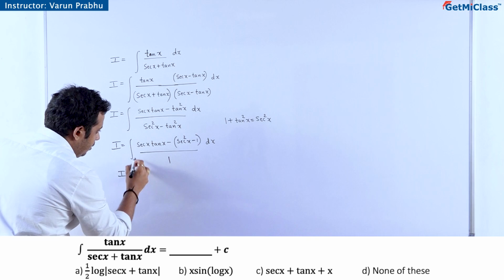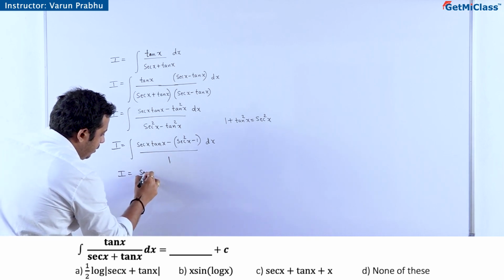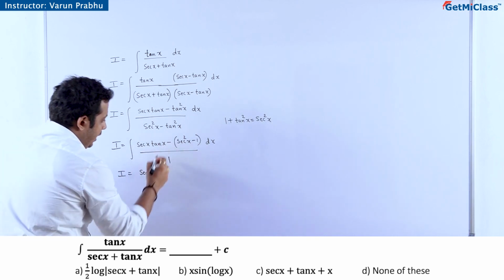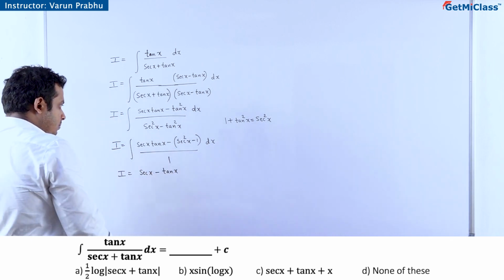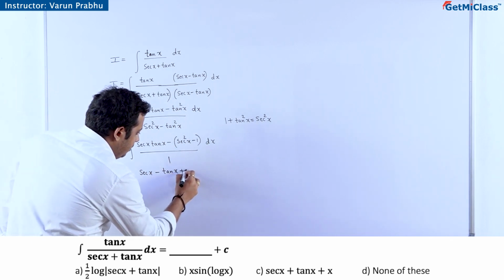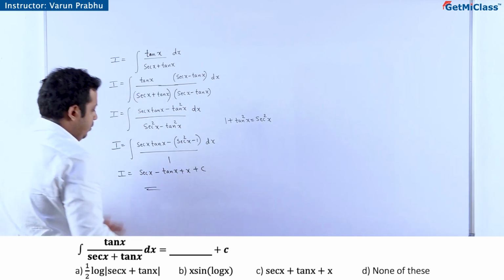So I is equal to the integration of secant x into tan x, which is nothing but secant x, and the integration of secant squared x is nothing but tan x, and minus x plus c. This will be the answer to the question. Is it okay?